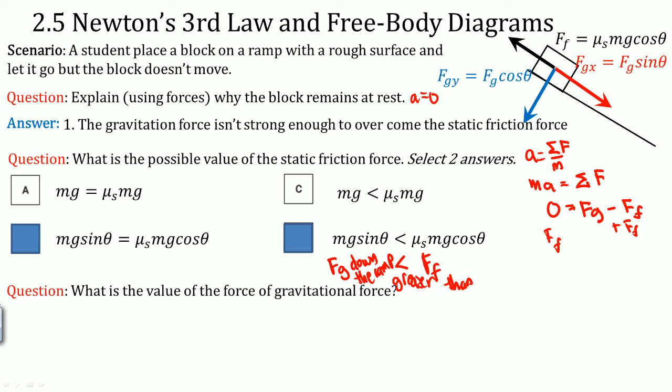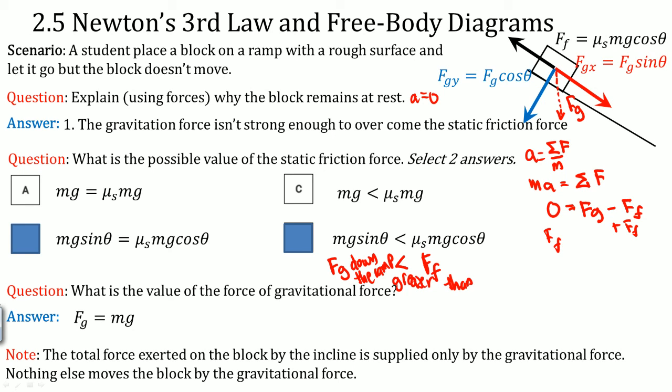The last question, what is the value of the force of gravity in this scenario? The force of gravity is going to be this part, which is just Fg. Doesn't ever change. It's just mass times gravity. Please note that the total force exerted on the block by the incline is supplied only by the gravitational force. Nothing else moves the block but the gravitational force. Specifically, it is the x component of gravity that is moving the block down the ramp.